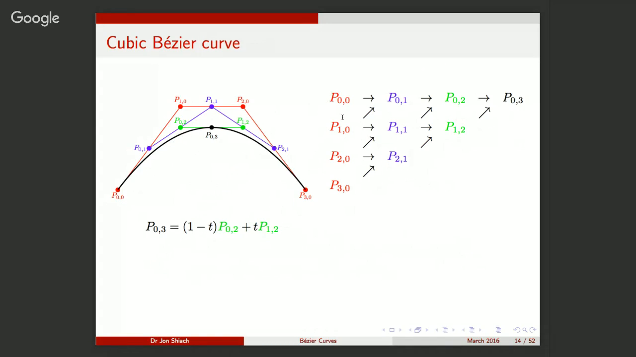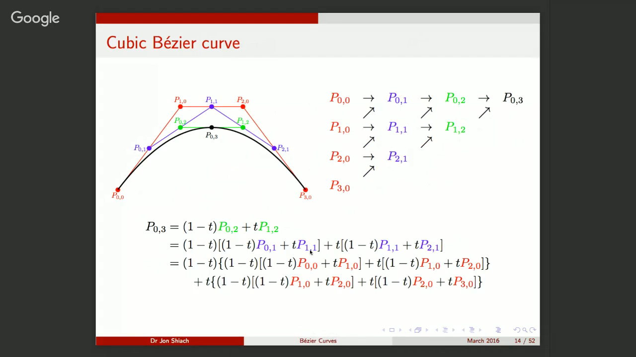Okay, so doing exactly the same, this is our P03, our Bezier curve. That's a combination of the green ones, P02 and P12. Now P12 is a combination of the blue ones, so I've just replaced the green ones with these square brackets. Now, I've got to do this again because each blue one is a combination of 2 red ones. So it gets quite lengthy.